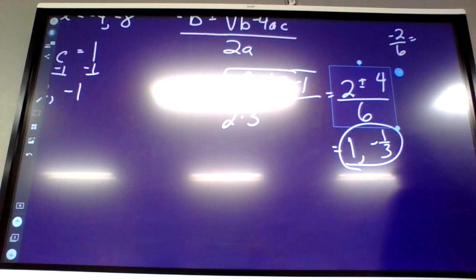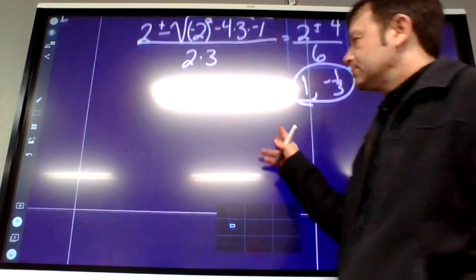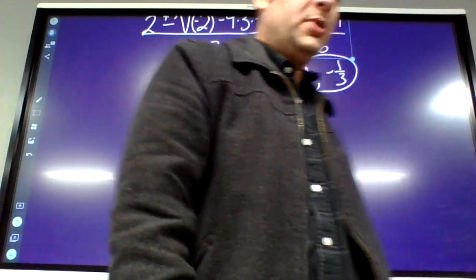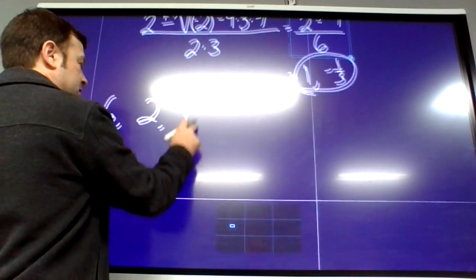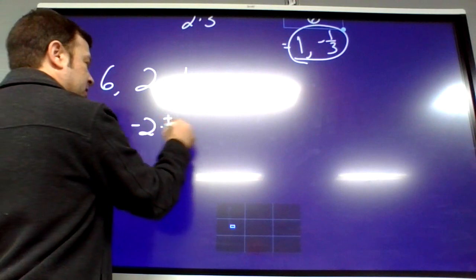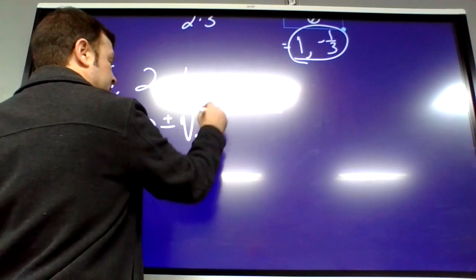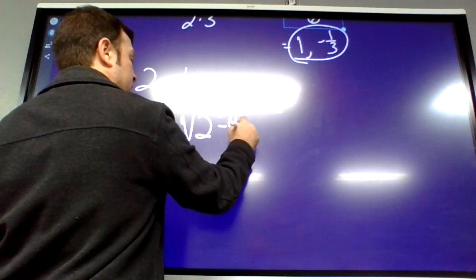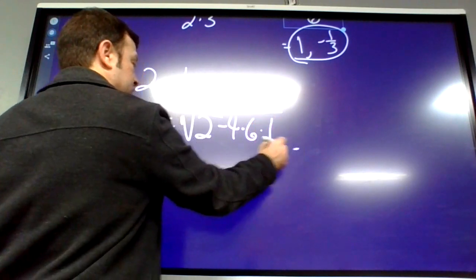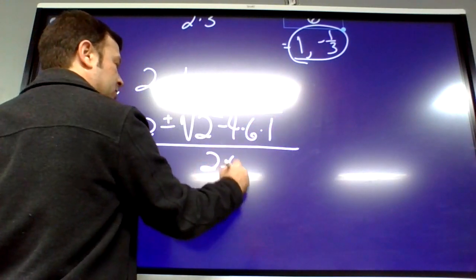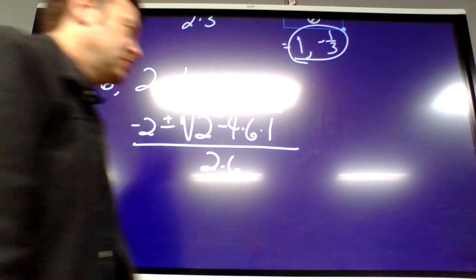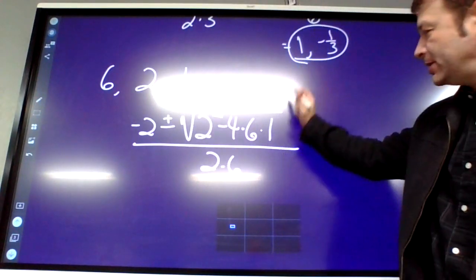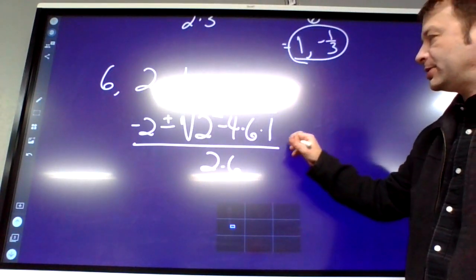On 29, what's my a, b, and c? 6, 2, 1. No tricks there. So negative b plus or minus the square root of b squared minus 4ac over 2a would look like that. This will come out negative in the square root, which means your calculator might have an issue with it if you're not using the white calculator.